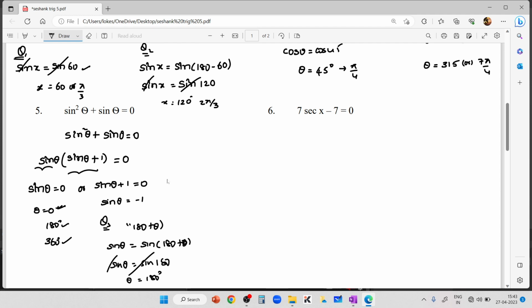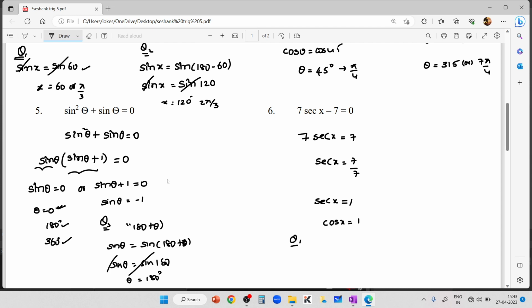Right? Okay, then 7 secant x minus 7 is equal to 0. That means 7 times secant x is equal to 7. Secant x is equal to 7 by 7. That means secant x is equal to 1. If secant x is equal to 1, we have to convert into primary ratio, and secant is nothing but reciprocal of cos. So if secant x is equal to 1, then cos x is definitely 1 by 1, which will become 1. And cos is positive in two quadrants. One is in first quadrant, another is in fourth quadrant.